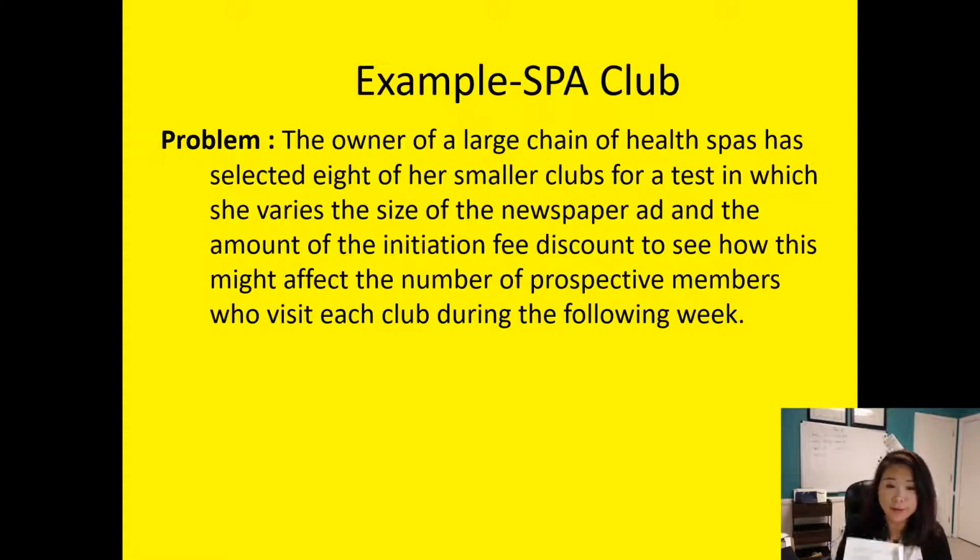So look at this case. The owner of a large chain of health spas has selected 8 of her smaller clubs for a test in which she varied the size of the newspaper ads and the amount of the initiation fee discount to see how this might affect the number of prospective members who visited each club during the following week. After reading this problem, how many variables can you identify?